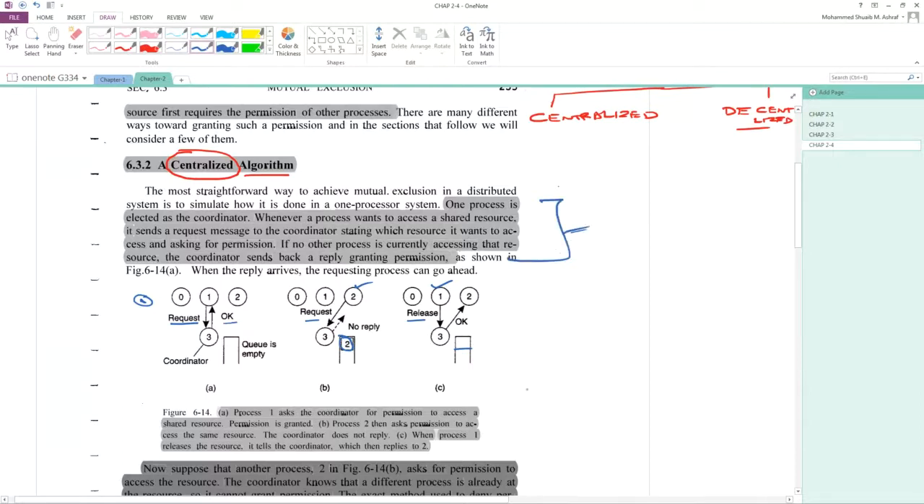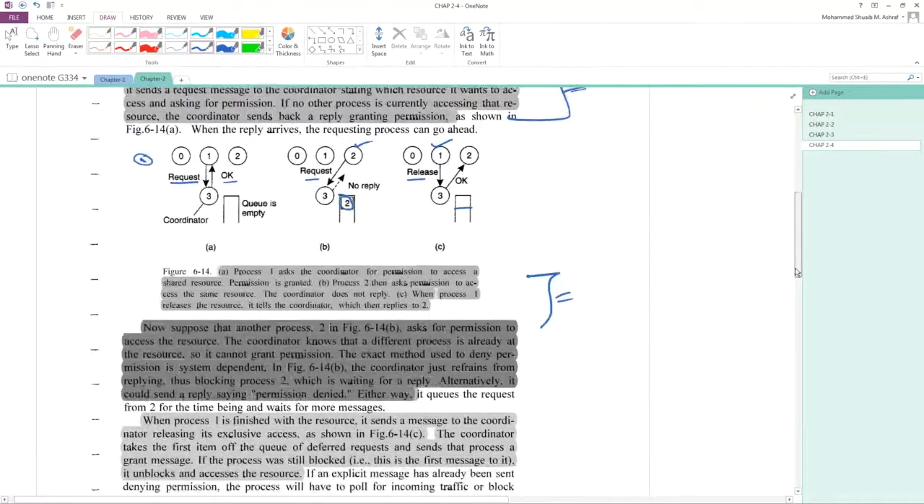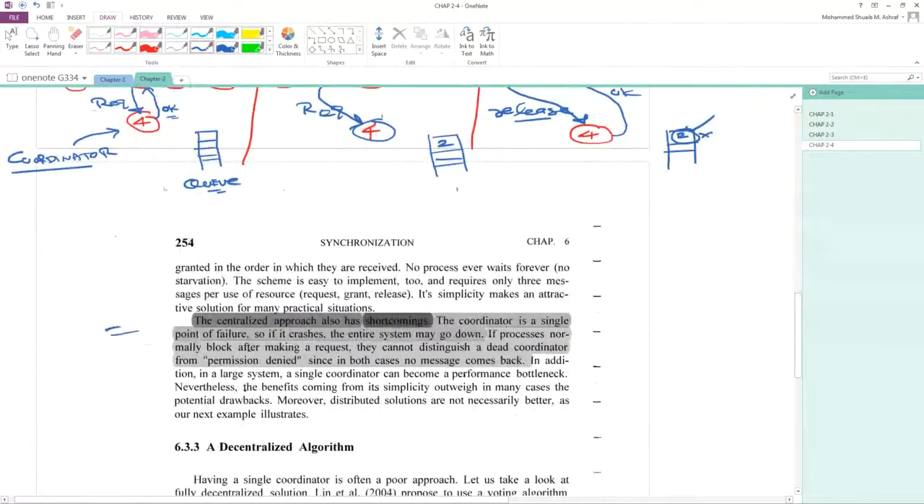So these are the three diagrams. Here it is all English. Understand? Now, let us see the shortcoming. Shortcoming means disadvantage. The disadvantage of the centralized approach is that when the coordinator fails, then the whole system crashes. Okay, this is the disadvantage of the centralized algorithm.